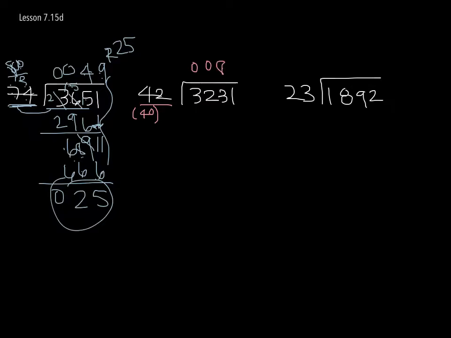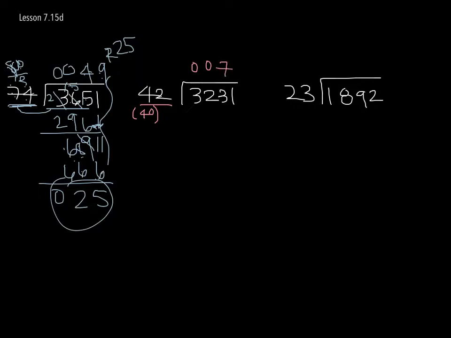8 times 2 is 16. Carry the 1. 8 times 4 is 32, plus 1 is 33. Ooh, that's too big, boys and girls. So what do I have to do? I erase it, and I know that 8 was too big, so it's going to have to be 7. Okay, write 7 up there.